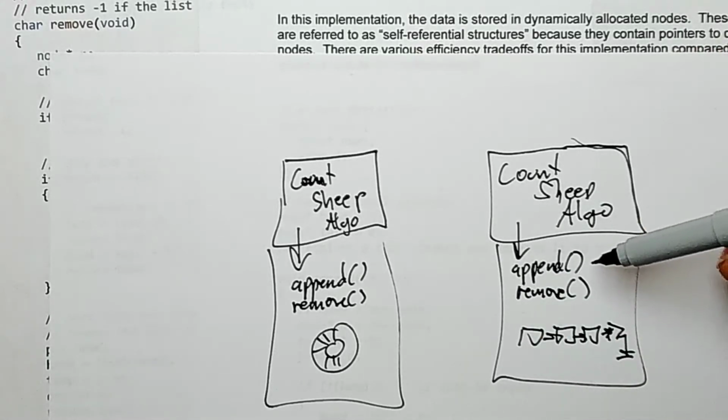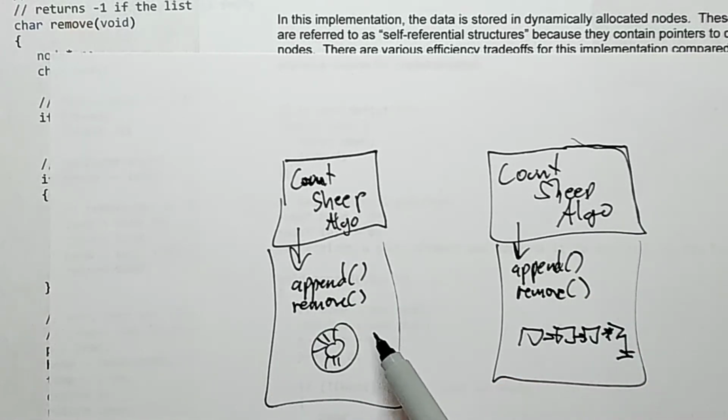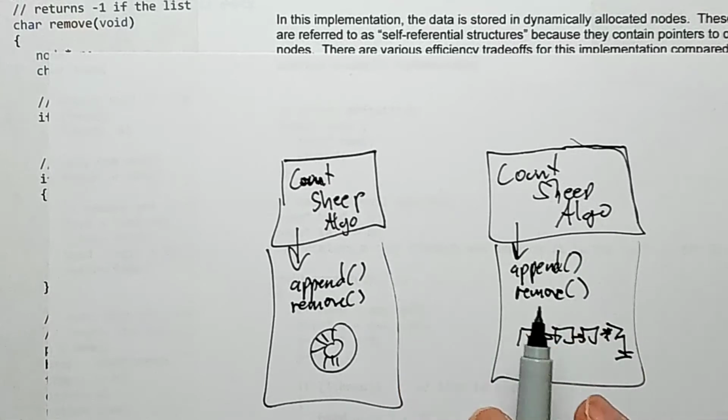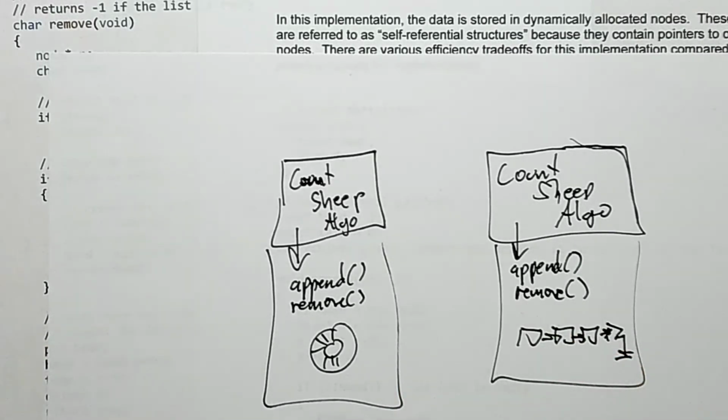There are certain reasons you'd use a minivan versus a Ferrari, just like there are certain reasons you might use a linked implementation versus a circular implementation. And to understand that better, we have to look at some actual code, so let's do that next, okay?